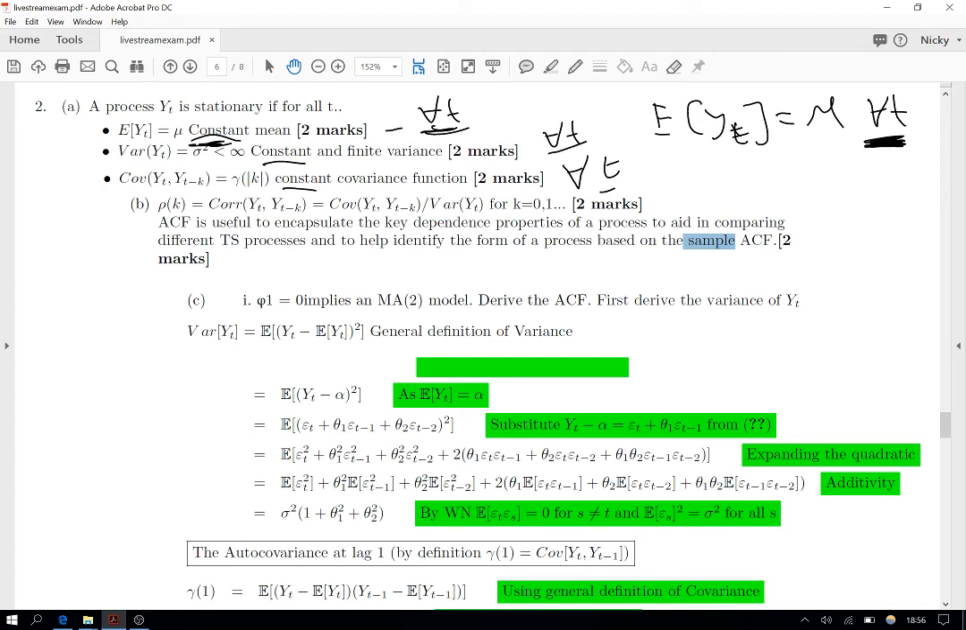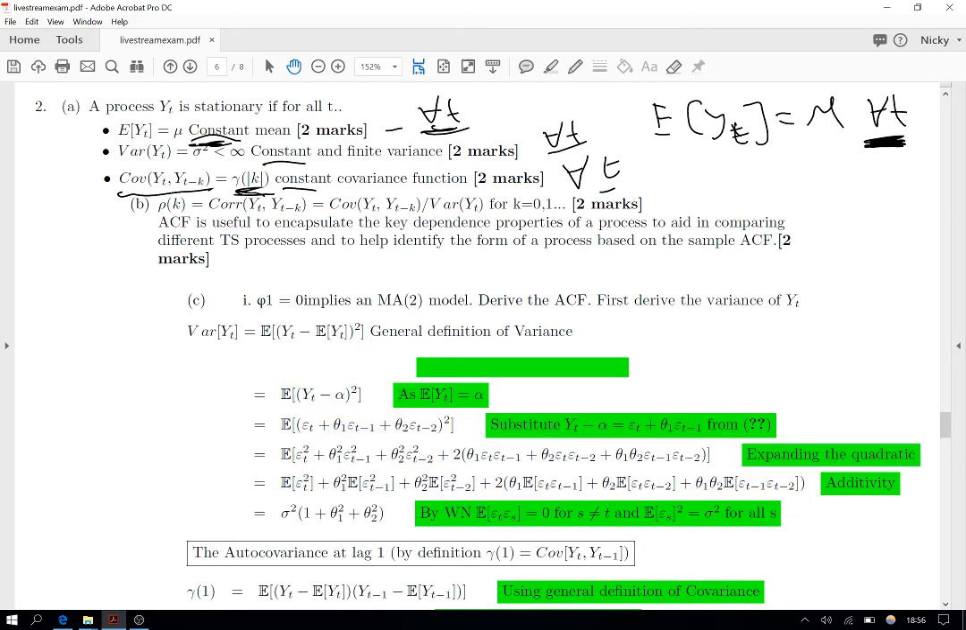Again, we've got that the variance of yt is equal to some finite constant, and finally the covariance function for any k is just a function of the gap between the two. So again, gamma is just any arbitrary function. It just says this covariance function doesn't depend upon time, and this is a formal way of writing it here. Okay, and you get 6 marks for this.